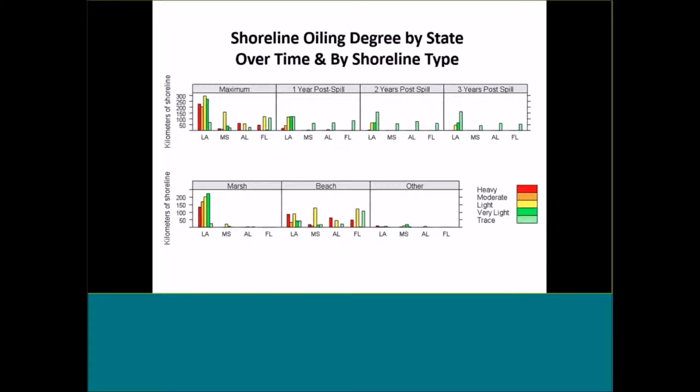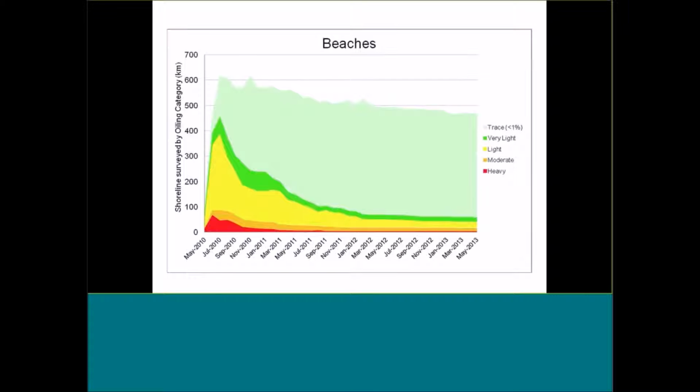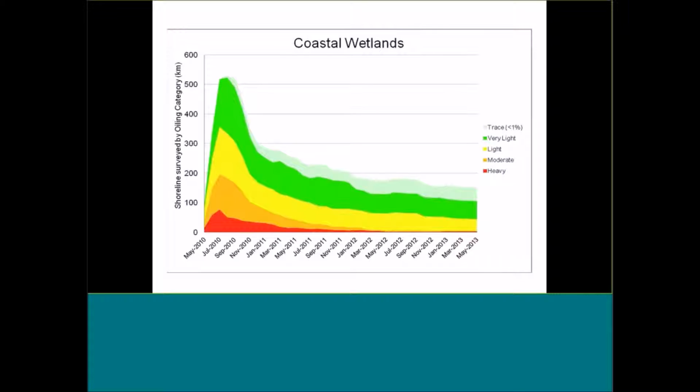Next slide. This just kind of shows how things change over time. The heavier oiling categories, even into very light, dropped off very quickly after the first year and into the second year. This trace oiling level in light green, though, declines, but much more slowly. And you probably can even find SRBs on some of the beaches now if you're walking those beaches. Next. The wetlands were a little bit different, fell off a lot more quickly and didn't have that persistent trace oiling that lasted for a long time.